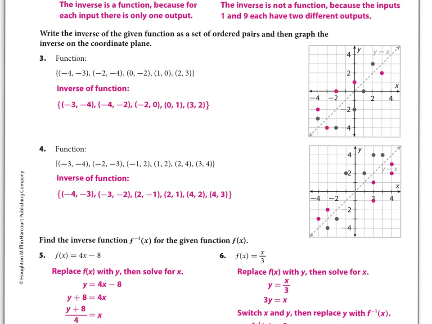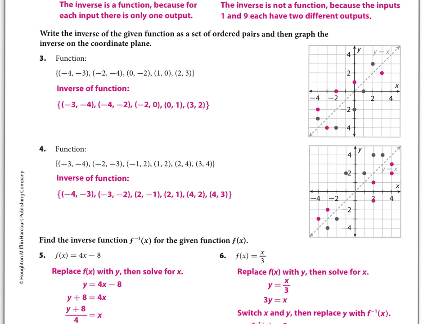it says write the inverse of the given function as a set of ordered pairs and then graph the inverse on the coordinate plane. So all they've done here, and we did this in the video, there's negative 4, it now becomes your y. Here's negative 3 as your y, it now becomes your x. So I've just switched those and then plotted the inverse points.